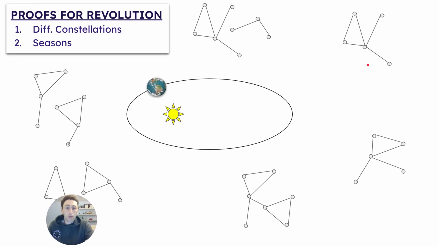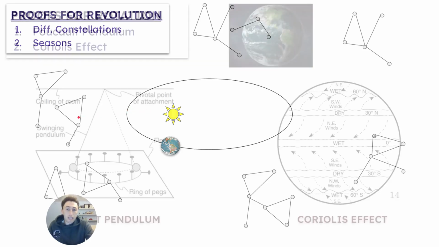But since the Earth orbits around the sun, we will see different constellations. In the questions, they'll say, how come we see one constellation in one month and another constellation in another? It's because the Earth orbits around the sun in an oval shape, so we see different constellations. That's one proof. And the second proof is the seasons, which we'll get to soon.